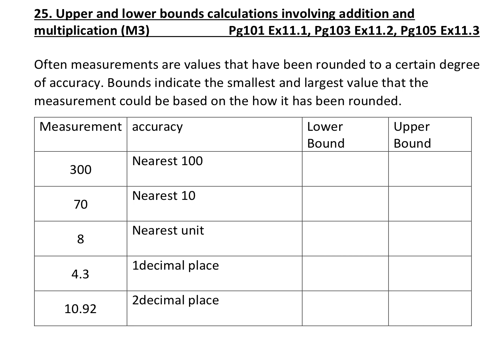So often measurements are values that have been rounded to a certain degree of accuracy. Bounds indicate the smallest and largest value that the measurement could be based on how it has been rounded. So we've got the measurement here, 300, that's been rounded to the nearest 100. So the number could have been bigger, but it would have been rounded down to 300, or it could be smaller and rounded up to 300. So what's the smallest number that rounds to 300 to the nearest 100? The answer is 250.